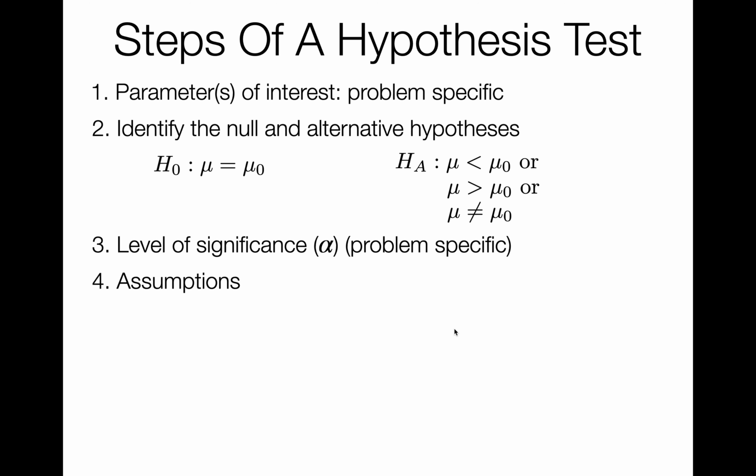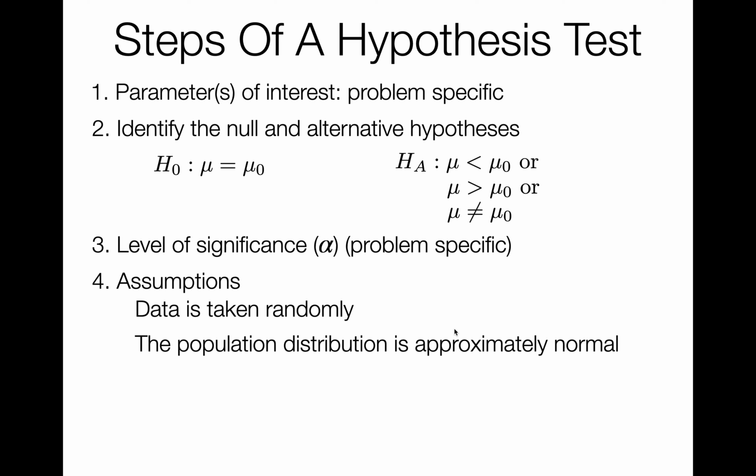Step 4 are the assumptions. And these assumptions are going to be the same assumptions that we talked about when going over a confidence interval for mu in the last video. So those are that the data is taken randomly and that the population distribution is approximately normal. Hopefully it says whether or not the data was taken randomly in the problem. And nice for you is that usually we can't test if the population distribution is approximately normal, and so we have to sort of believe it's true and go forward in our problem.